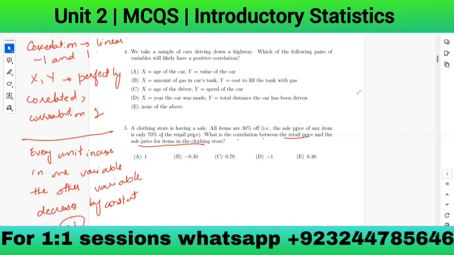So can we write it? Retail price can be written as X. Sale price can be written as Y. So now, all items are at 30% off, so the sale price is 70% of the retail price.